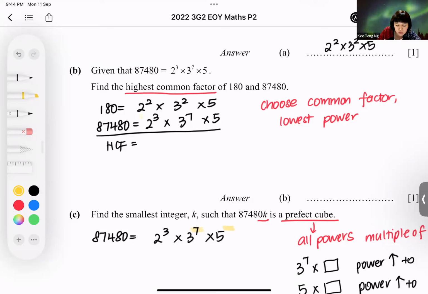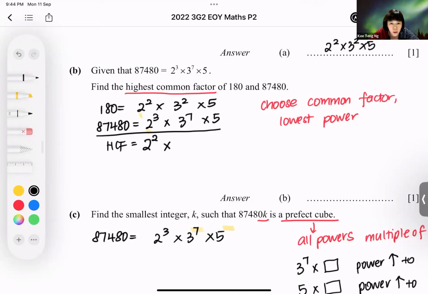And we choose the one with the lowest power. So 2 is common. So 1 is 2 square, 1 is 2 cubed. Which one do we choose? Remember, we choose whatever that is common. And 2 square and 2 to the power 3, the highest that I can get for common, I choose the one with the lowest power, which is 2 square.